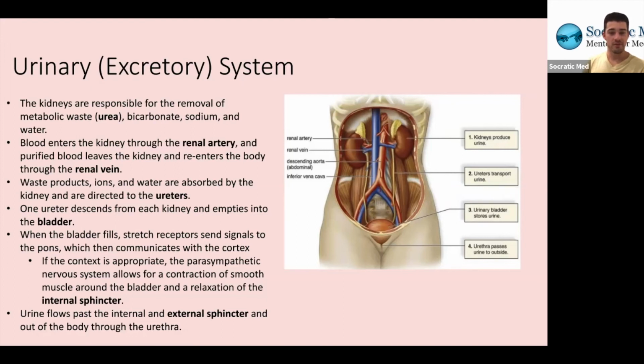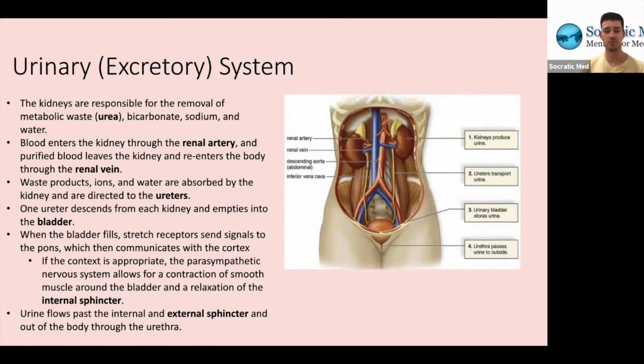When the bladder fills, it's lined with receptors called stretch receptors, and they send signals to the pons, which is a part of the brain that we've discussed before in our previous lectures. The pons has what we refer to as the urination center, and when it receives that message from the bladder that it's full, it communicates with the cortex a little bit farther up in the cerebrum.